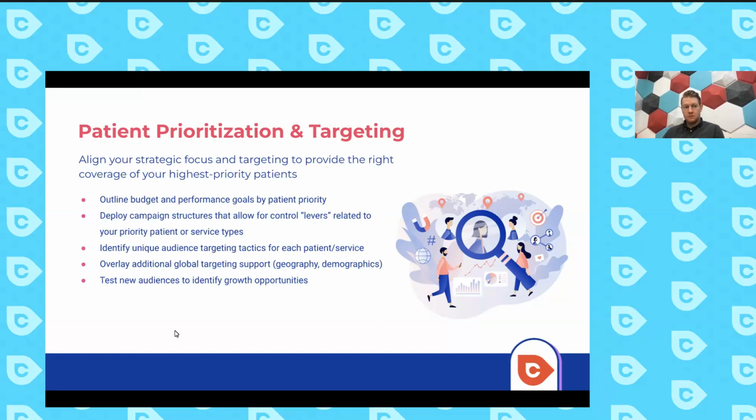Lastly, one of the last couple things here is, of course, overlaying global targeting support that is uniform amongst everything: geography, demographics, certain things that hold true to all of the patients that you're going after. And the last thing is, let's always keep testing. Let's not set an assumption and stick with it. We want to design these things a certain way and then make sure that we're trialing new audiences and assessing these as we go forward.